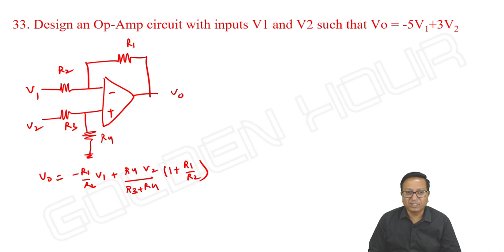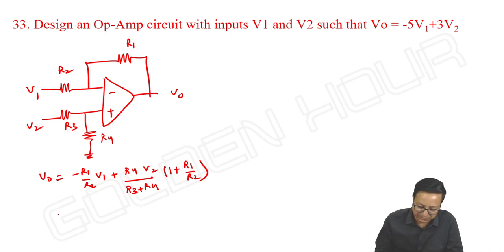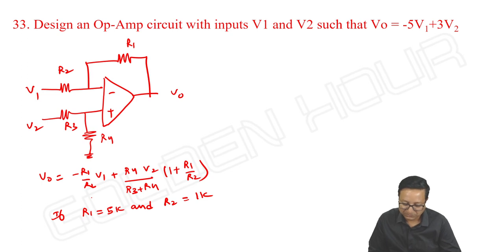So if I choose R1 is equal to 5K and R2 is equal to 1K, it's possible. Suppose R1 is equal to 5K and R2 is equal to 1 kilo ohm. So R1 by R2 is 5. No issues. And what about R3 and R4? Anyway, R1 by R2, it is 5. 5 plus 1, it is 6. But what we want? 3. 3 means R3 is equal to R4 is equal to some 1K. Anything we can take it.